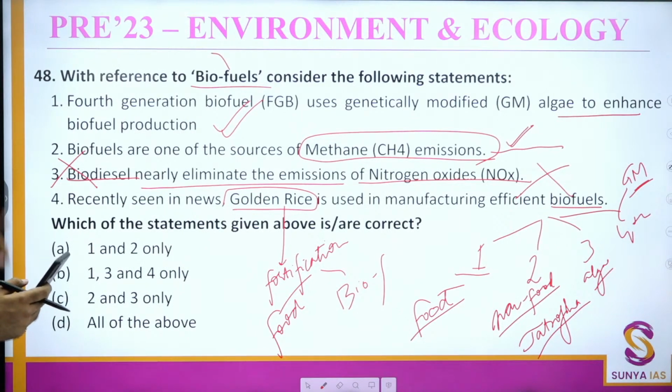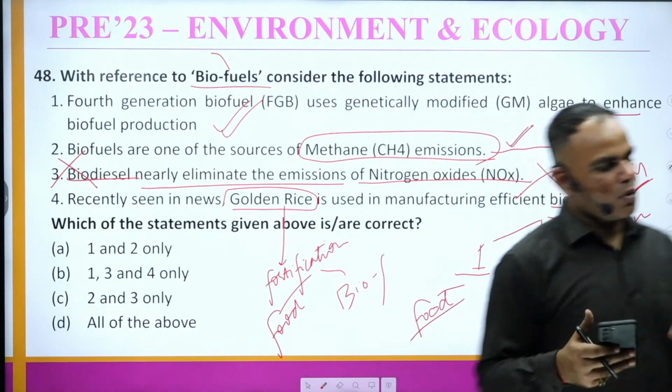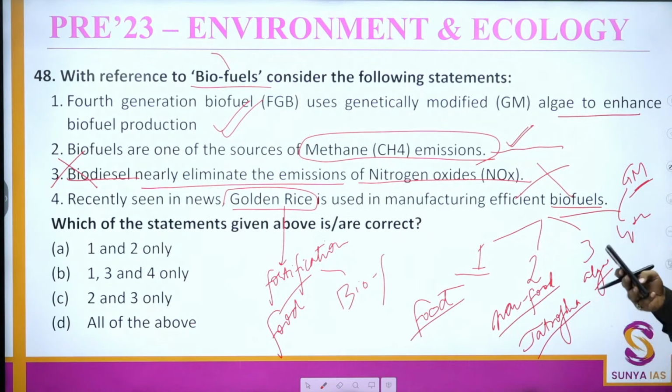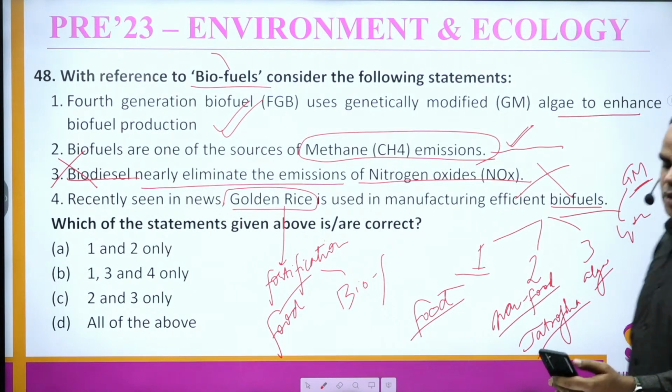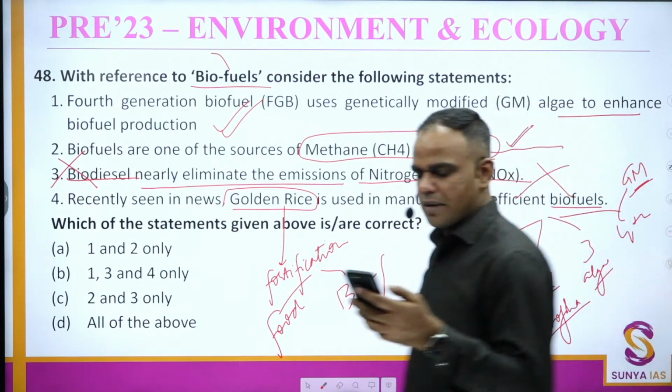No, see, the first statement is basically saying the use of genetically modified algae. In general, algae is used in the third generation, whereas in the fourth generation you use genetic modification, or it can also have some carbon sequestering technology itself. Because of this genetic modification, it can be used to enhance biofuel production. Okay, right? Yeah, Anissa, that is correct.